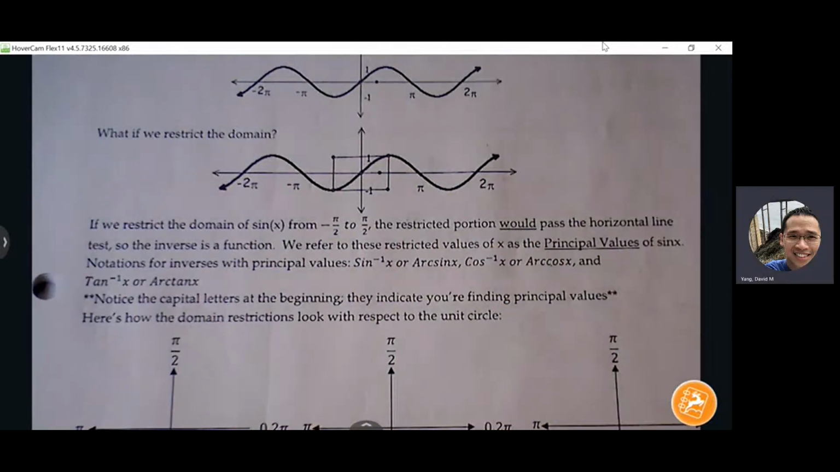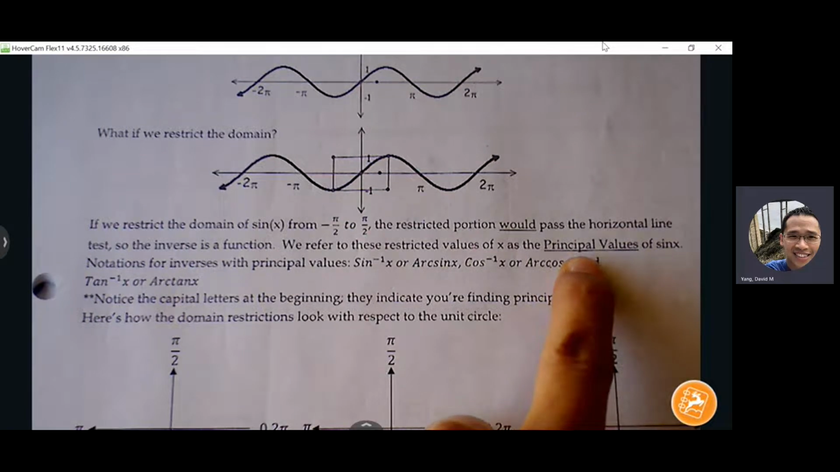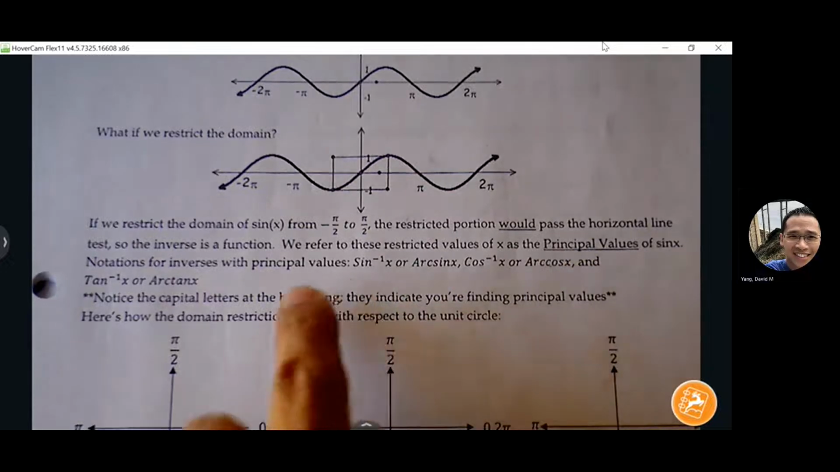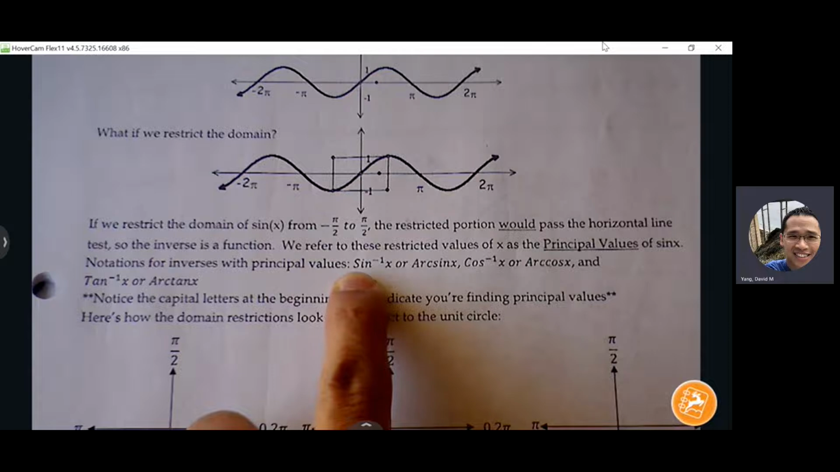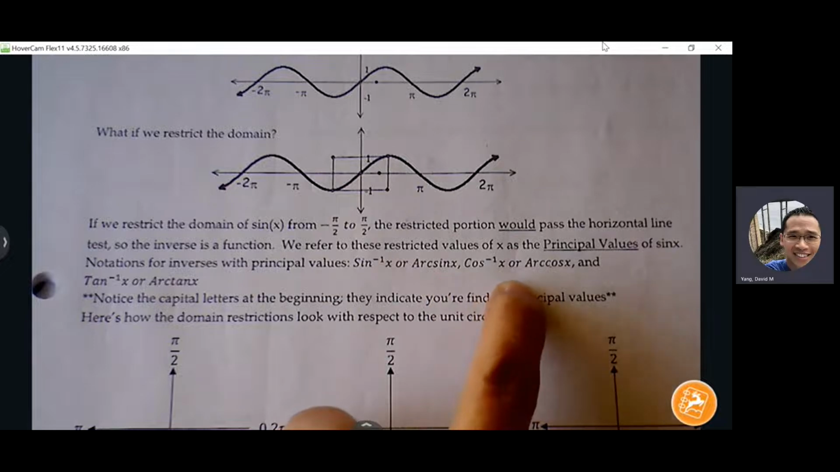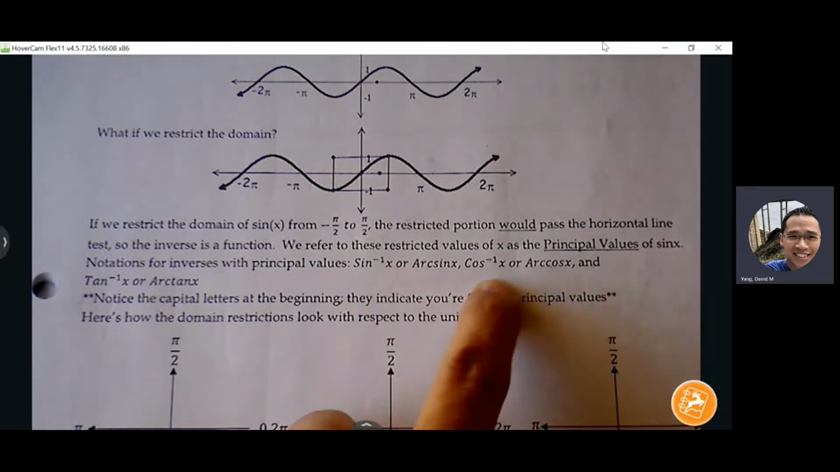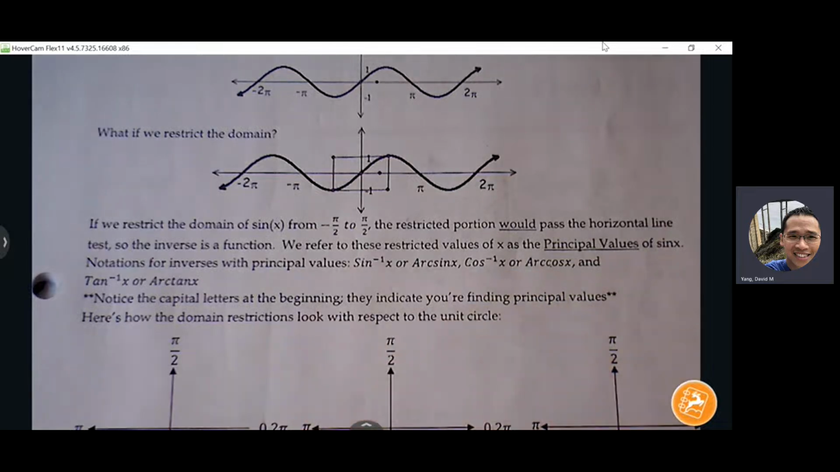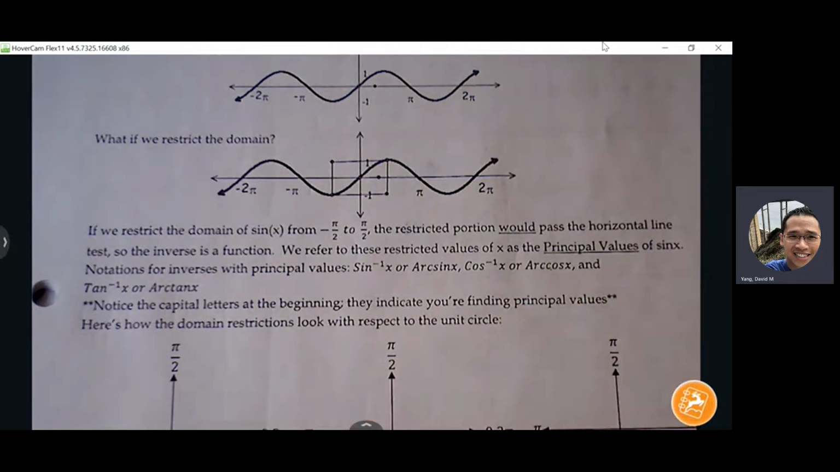Okay, we refer to these restricted values as principal values. So think of principal values as calculator values. Okay, so if you were to enter it into your calculator, it would give these in return. And principal values are values that are closest to the x-axis. Or sorry, closest to the origin. Okay. Now, the notation for principal values are these uppercase letters. So capital S, capital A, capital C. Okay, so anytime you see uppercase sine, uppercase arc cosine, that indicates that we're talking about principal values. We're talking about these specific values with these restricted domains.